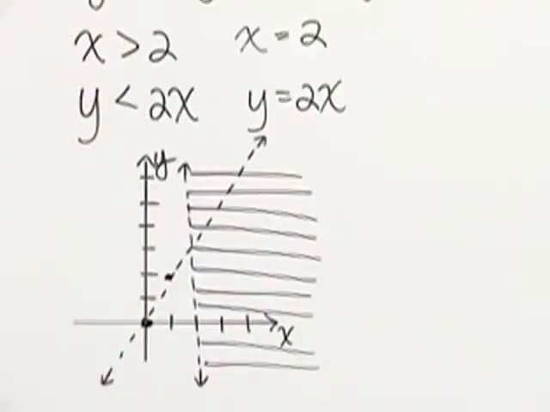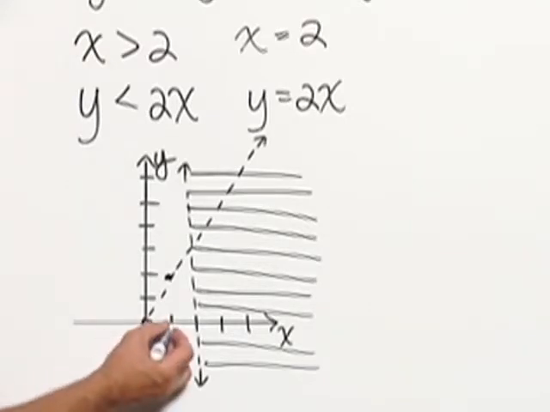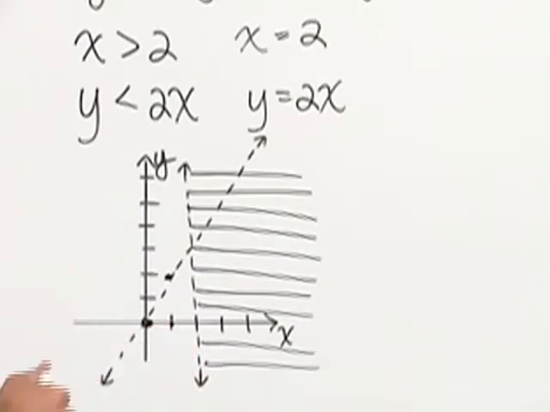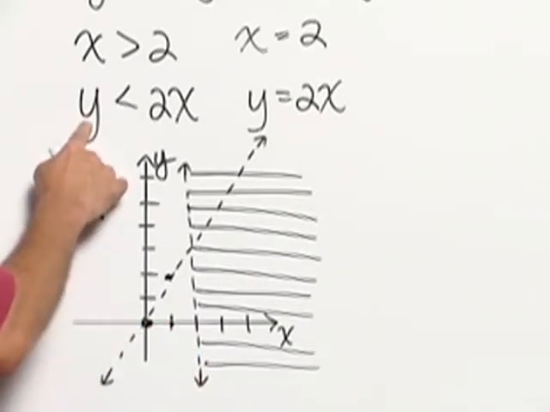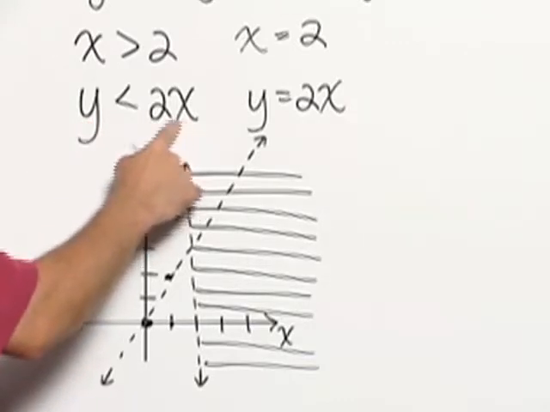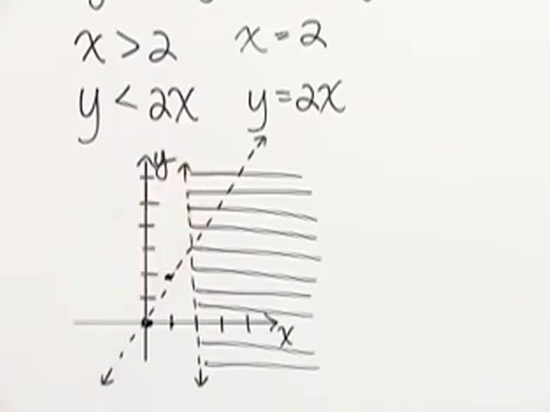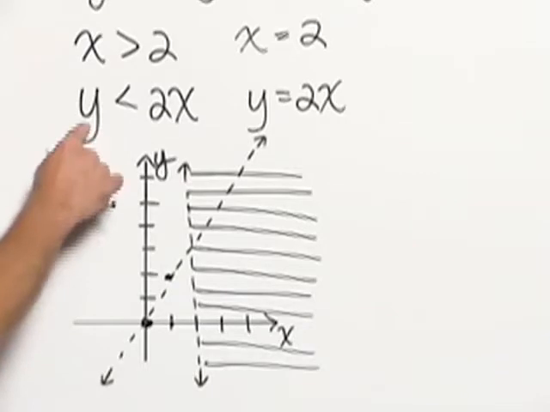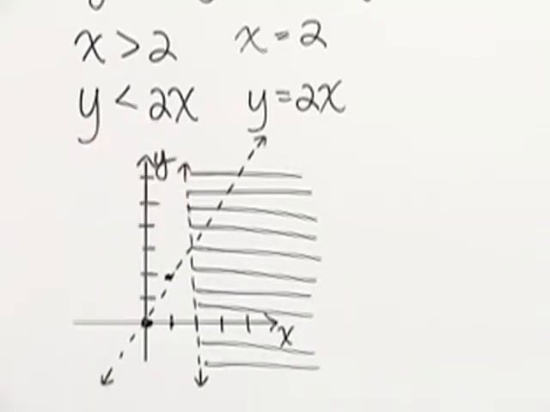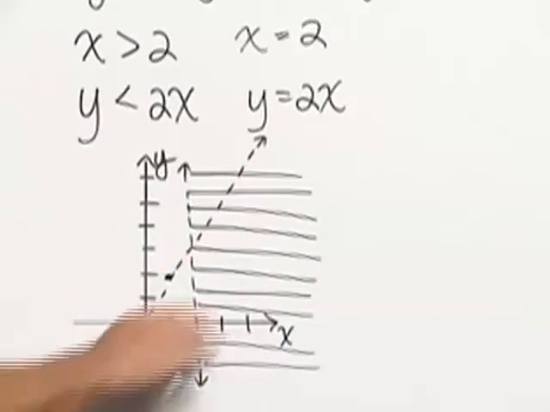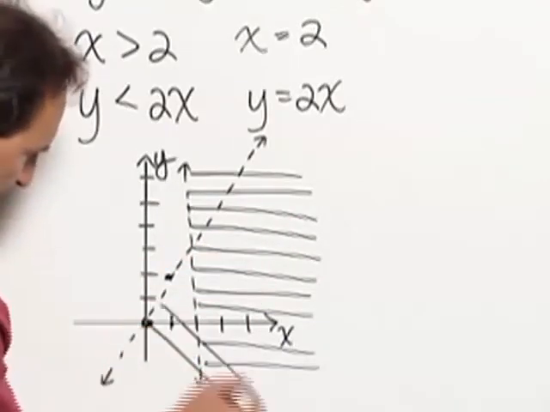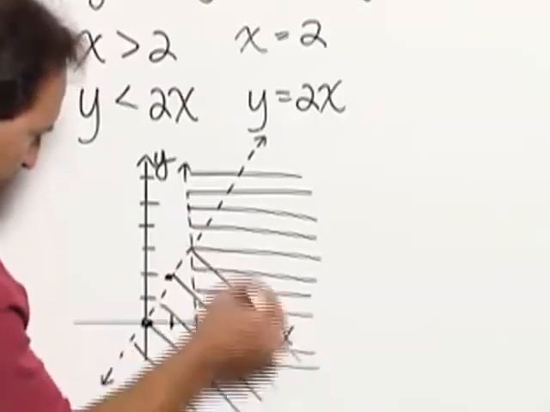Now you can either choose a test point, which we could choose, for instance, (1, 0) right here. And when I substitute 0 for y and 1 for x, we get 0 is less than 2 times 1, which is 2. And that's, of course, true. And that means we shade in the side or the half plane that contains that point (1, 0). The other way is if you recognize y is less than 2x, we want the y values that are below that line.